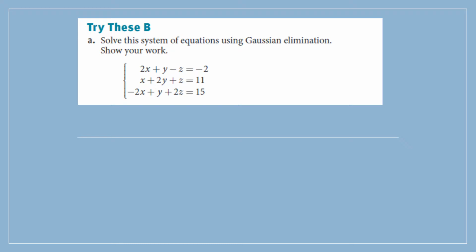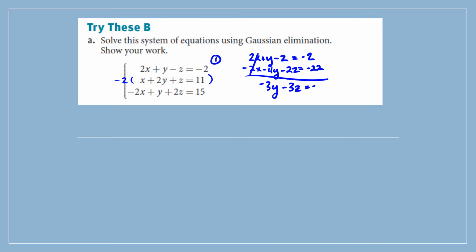So hopefully you tried it. So this is my first equation, and we're supposed to eliminate x from the second one. So if I stack those up, I would have 2x plus y minus z equals -2. And to make my x's cross out, I'd have to multiply the second equation by -2. So I'm going to go ahead and do that. I would get -2x minus 4y minus 2z equals -22. Then my x's would eliminate. I'd have -3y minus 3z equals -24. All right, so that is my new second equation.